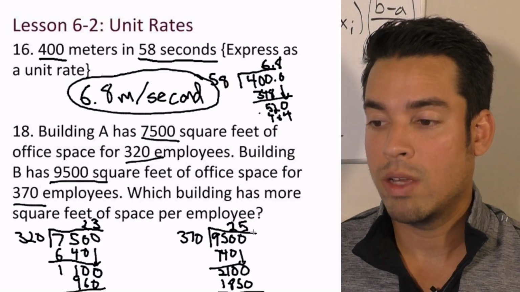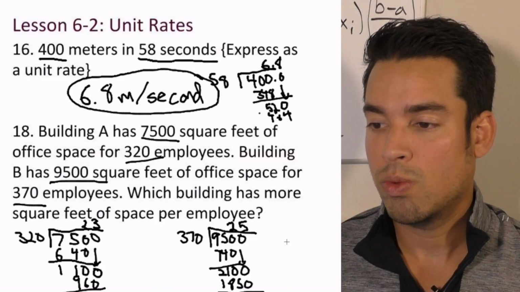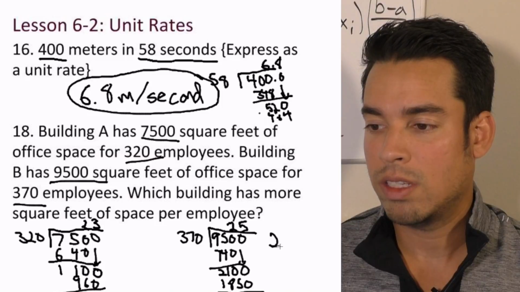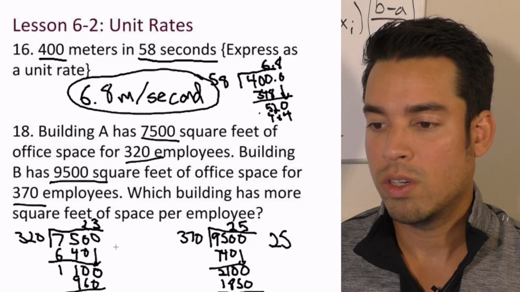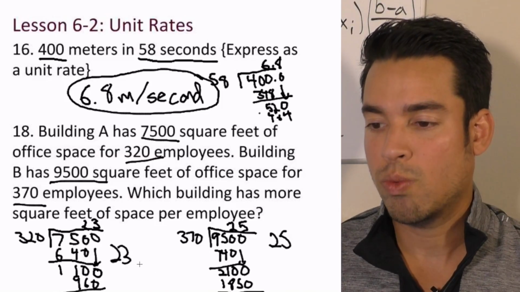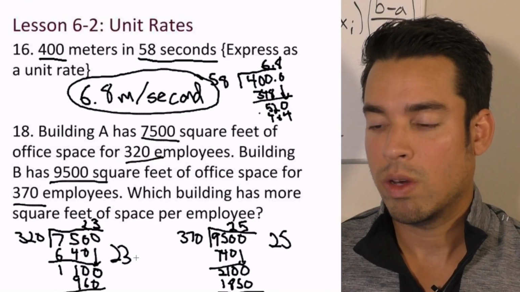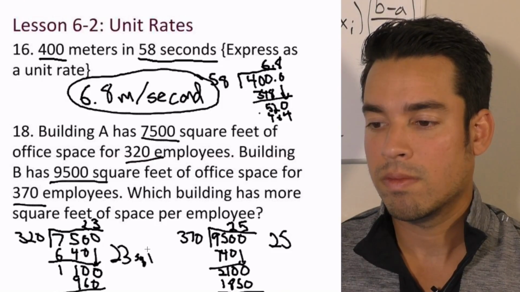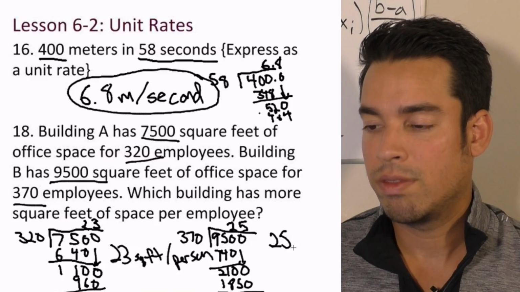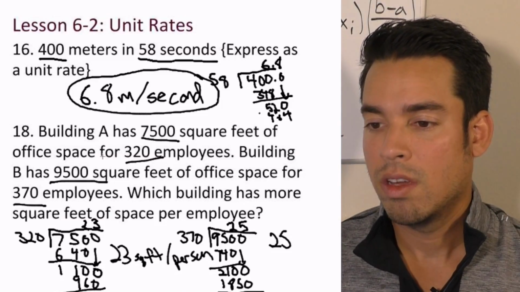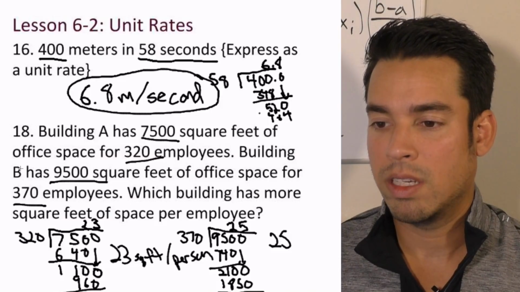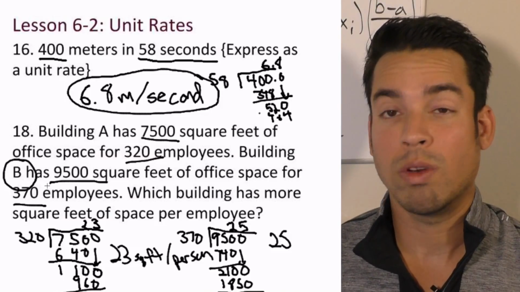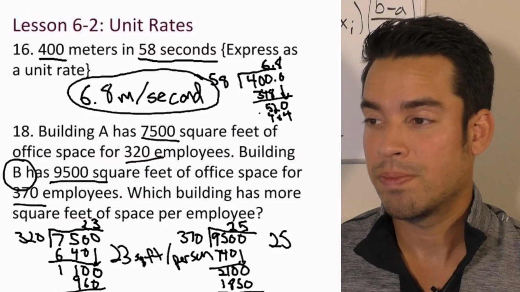Notice, without going into the decimals, building A is 23 square feet per person. Building B is 25 square feet per person. Therefore, building B has more square feet per employee.